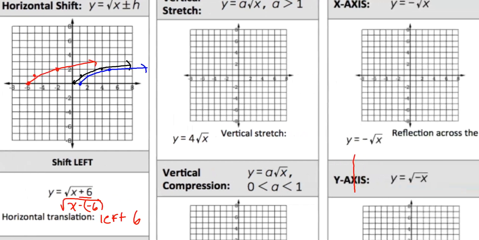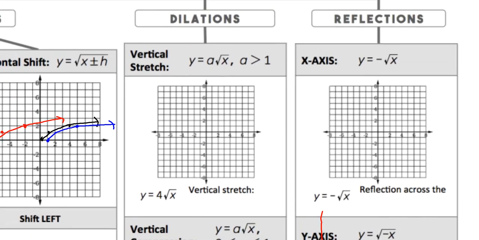The other two transformations that we're going to talk about here are dilations, which are a stretch and a compression, vertically, and reflections, where we flip it over different axes. So again, let's start with our parent function on each graph. So it would look something like this.